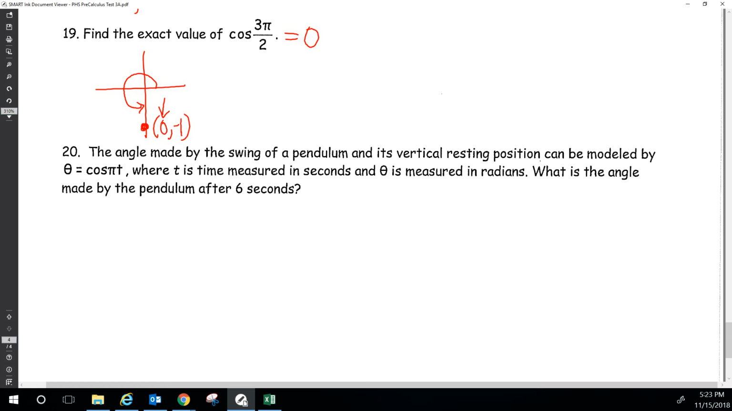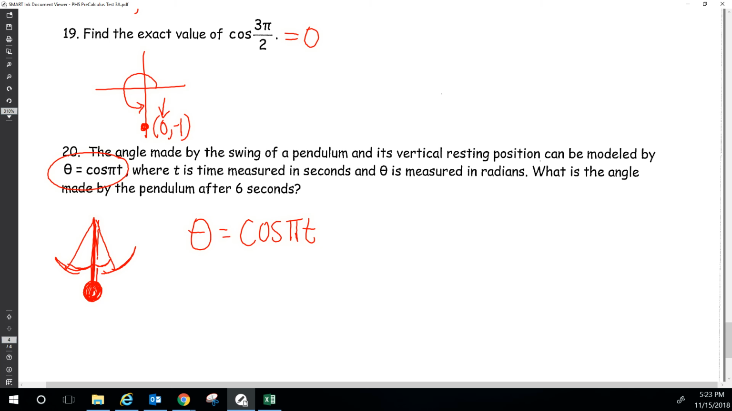The angle made by the swing of a pendulum and its vertical resting position. So think of a clock. It's got this little pendulum at the bottom of it, right? And it's swinging back and forth. The angle that it makes from its resting position can be written as theta equals cosine pi t. It was supposed to be 3 cosine pi t, but that's okay.